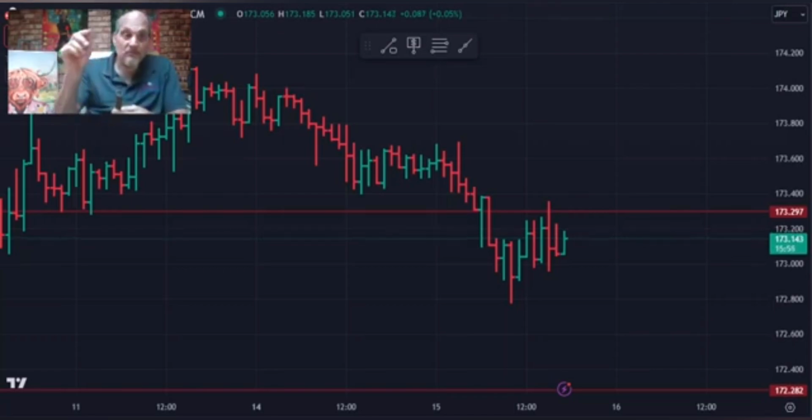So when a marketplace really goes extremely high, and I'll give you an example. A great example recently was sterling yen.